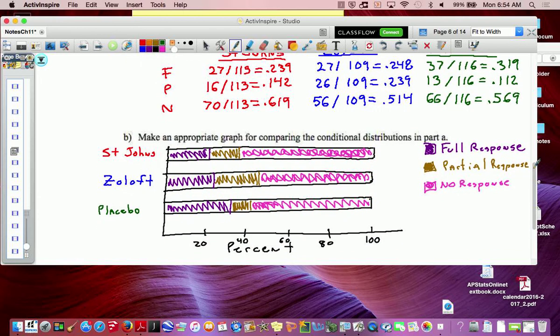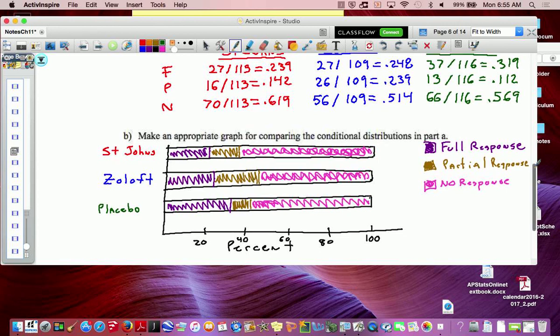So here what I've done is I've done a side-by-side bar, or I apologize, a segmented bar graph. You could do a side-by-side bar graph also. So as you can see in purple, full response, and this light tan brown was partial response, and no response was in hot pink here. So what you can start to see here, if you were to combine full and partial response, Zoloft seems to be the best, followed by the placebo, then St. John's wort. But if you're just looking for full response, the placebo is actually the best, then Zoloft, then St. John's. So the question starts to become, okay, what's going on here?